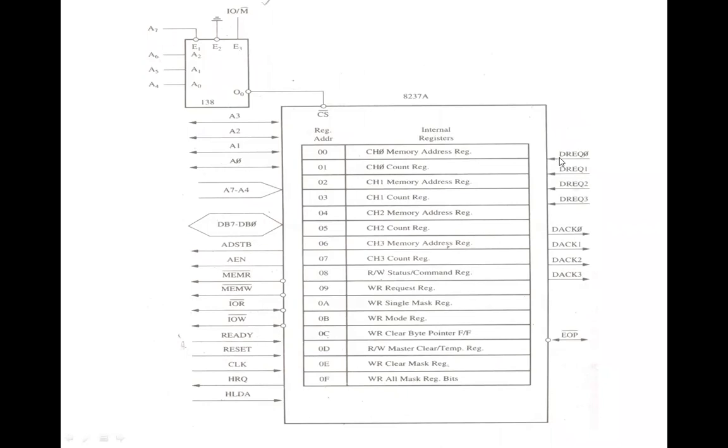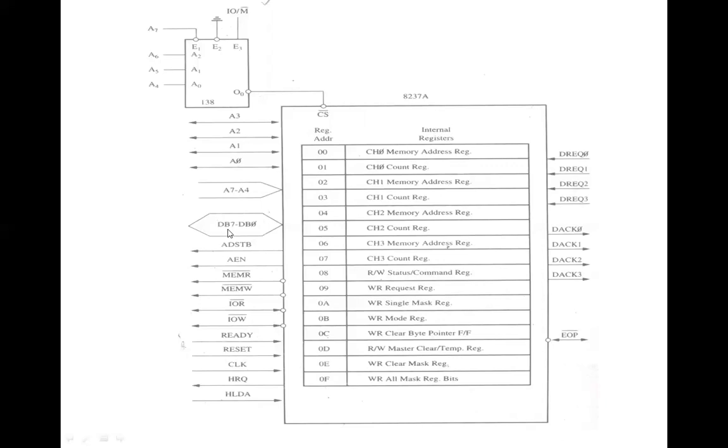Now, what is DREQ0 to DREQ3? These are the DMA requests. These are the request lines connected to the individual asynchronous channel request inputs, used by the peripheral devices who want to avail the services of the 8237 controller.